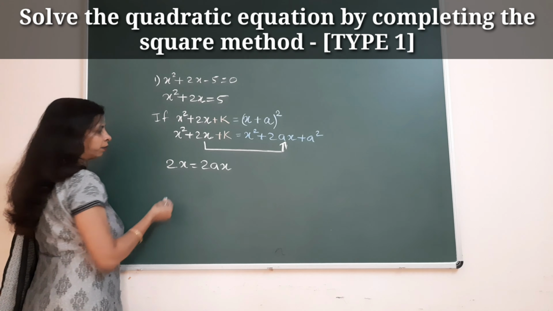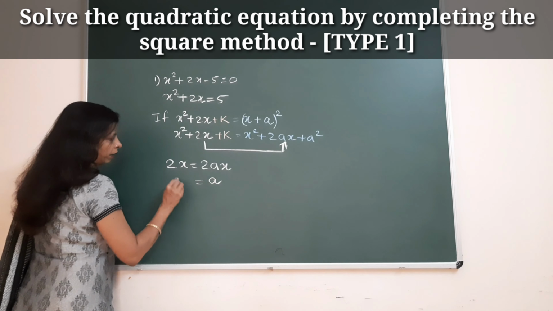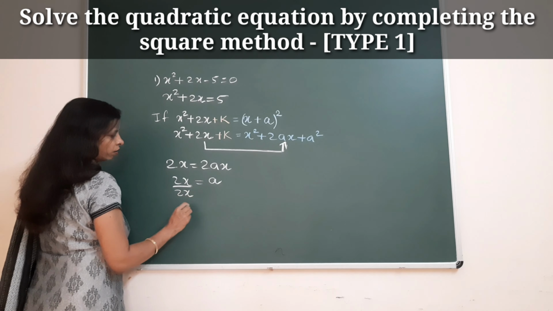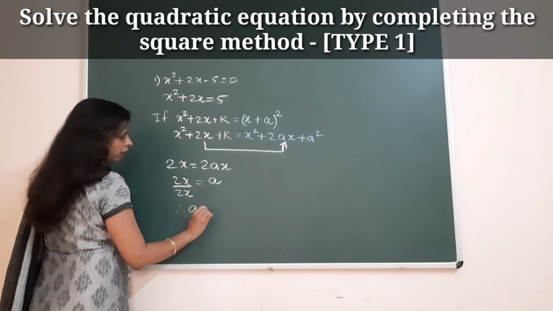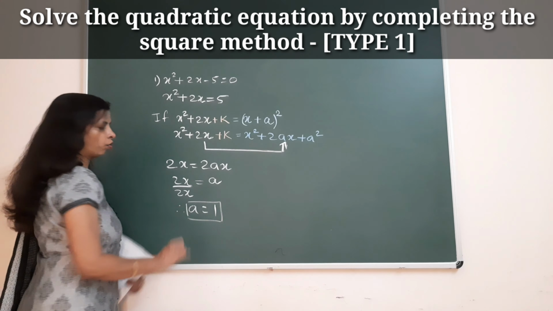What will happen here? I need to find out the value of a. a will be equal to 2x divided by 2x, so that will give you a equal to 1. What is my value of a? It is equal to 1.